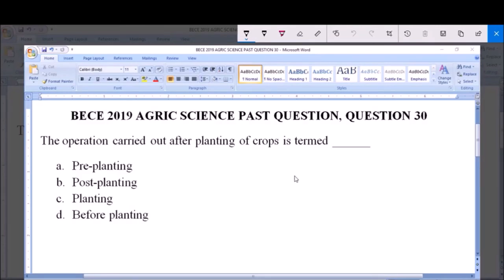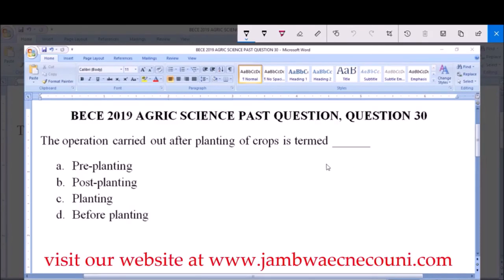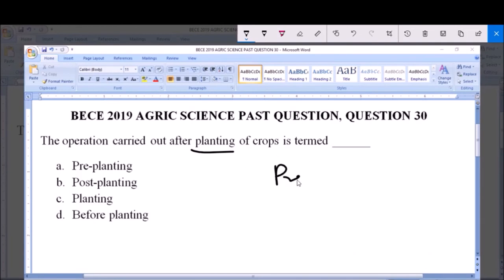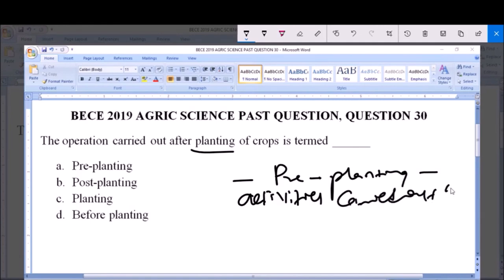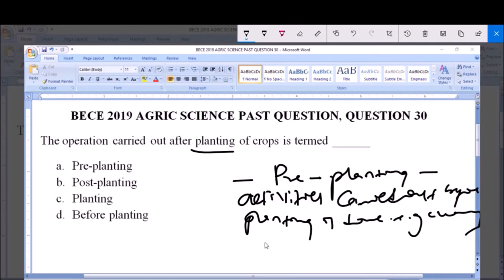Now, like we know in agriculture, a part of agriculture is crop cultivation, that is planting of crops. Now there are various operations that are done on the farm even before and after the planting process. The activities that are carried out on the farm before the planting are known as the pre-planting operation. These are activities carried out before planting is done. And these activities include the clearing of your land, tillage, tilling the land, and so on.